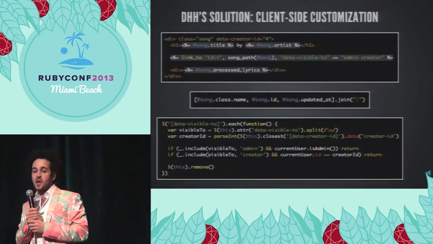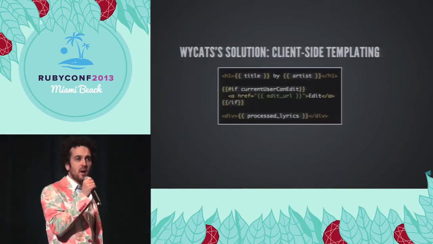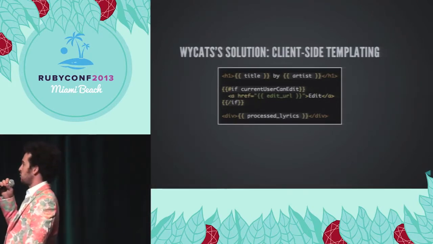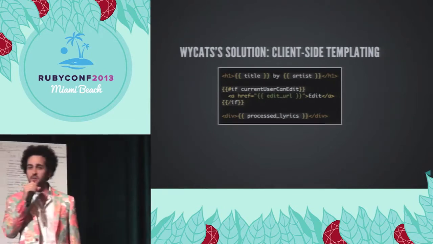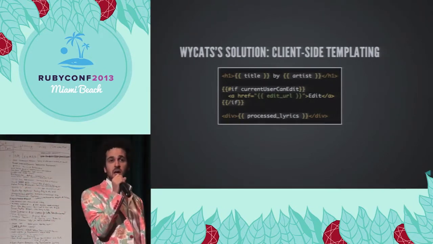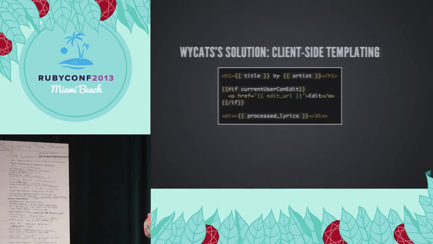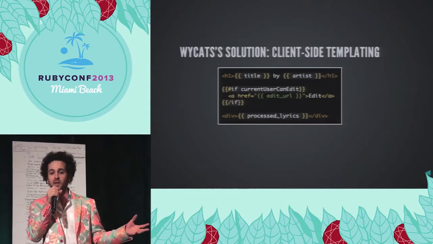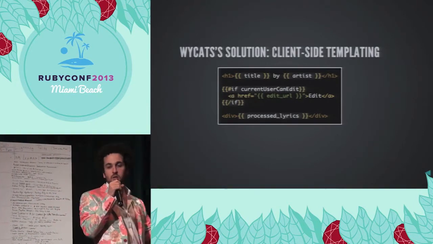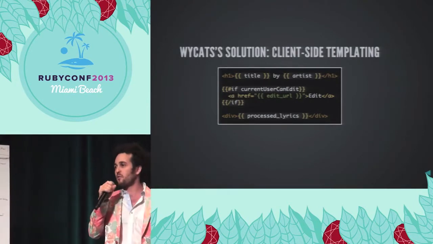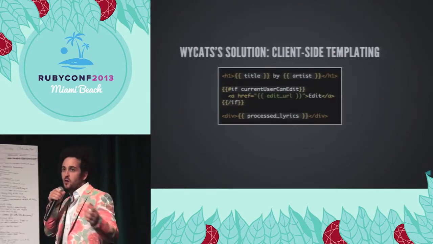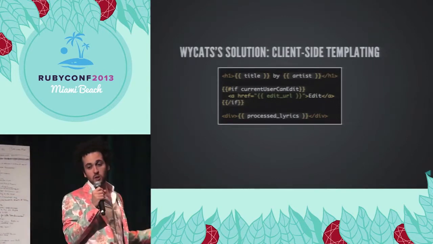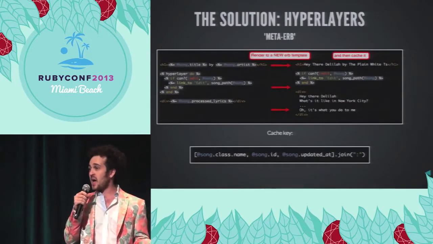Another solution, also presented at RailsConf in response to DHH's, is client-side templating, which you've probably heard of. This is Yammer's solution to this problem. It simplifies the JavaScript considerably and gives you a nice-looking template. But the problem is that now the client has to know everything it needs to answer any permission question about a template. In this context, the client has to know whether the current user can edit the song, and that might depend on a bunch of different things. Making your client smart enough to know all this permission stuff is complicated, so I don't like this solution either. So the good solution, which I like, and what I'm talking about today, is Hyperlayers.